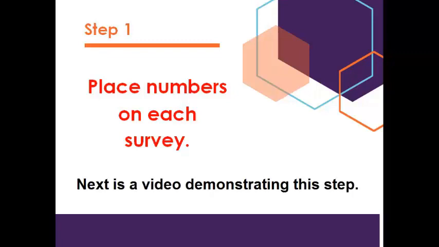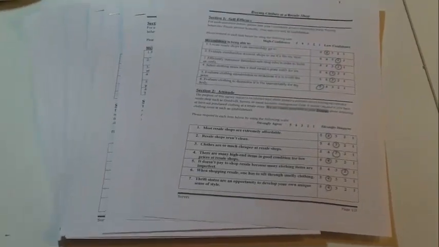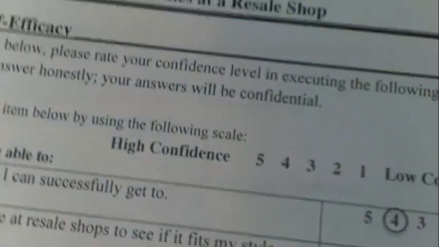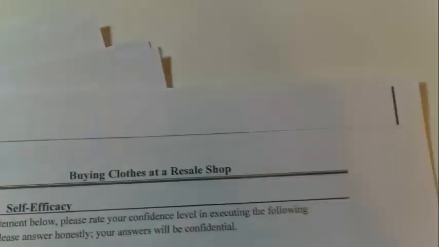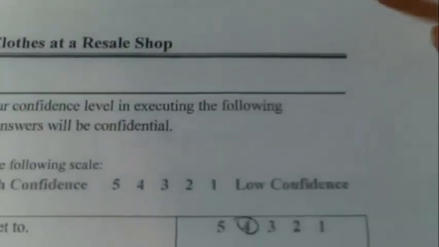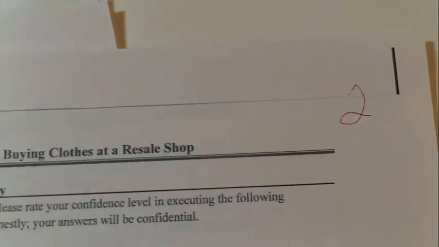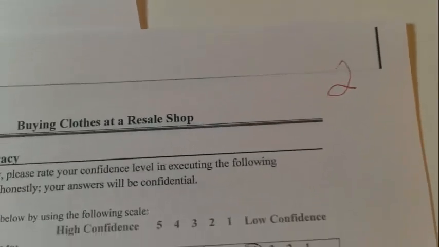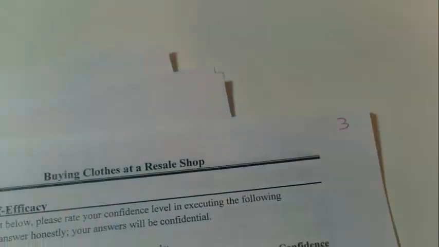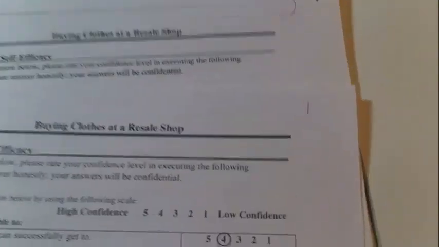Let me demonstrate this step for you. Okay, notice that I have all the surveys printed out. And now, in order to keep track of all the surveys, so let's say you had 25 surveys, you're going to put numbers on the top of each survey. So you have first respondent number 1, second respondent number 2, then you go on to the next survey respondent, which will be number 3, and so forth until you get to the end, number 25. So each of your surveys should have numbers on it.